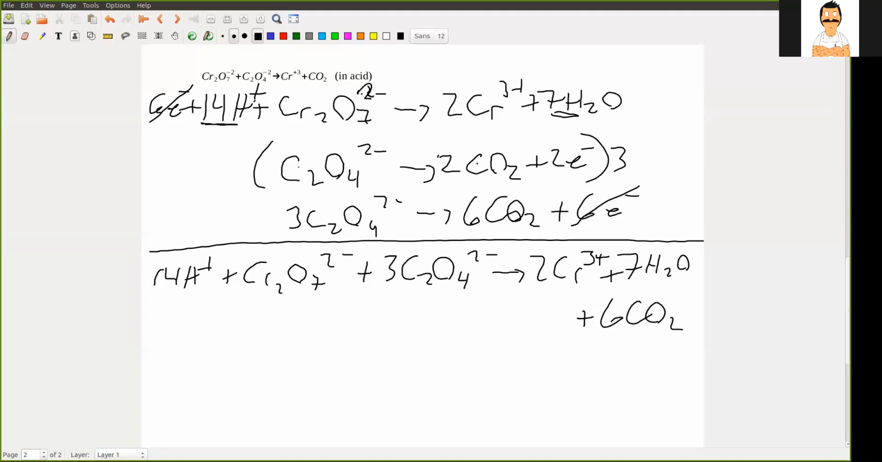And then if you need to do it in base, you add whatever the net number of protons are to both sides, and you add that same number of hydroxide ions. The protons react with the hydroxides to make water, so that should equal the same amount of waters on the side that had the protons. And then you cancel out any species that exist on both sides. Now that you have hydroxide on one and water on the other, you may have had water on the side that now has the hydroxide, and so those waters will cancel, and you'll be left with a reaction that has no protons, but excess hydroxides on the opposite side.